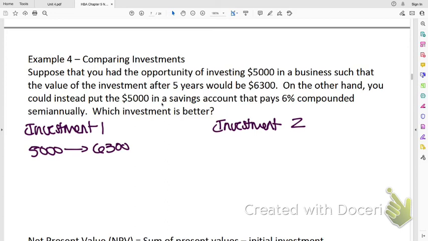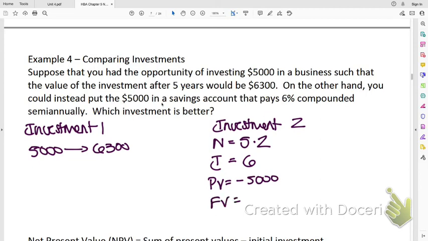5. What are you finding in your solver for this one? Present value or future value? Future. Okay, so set that up. N is going to be 5 years compounded semi-annually. Interest rate is 6%. Present value, you're investing $5,000. You are finding the future value on this one.